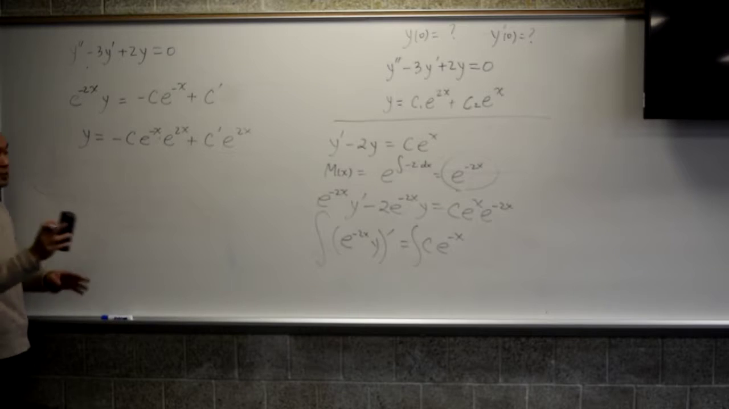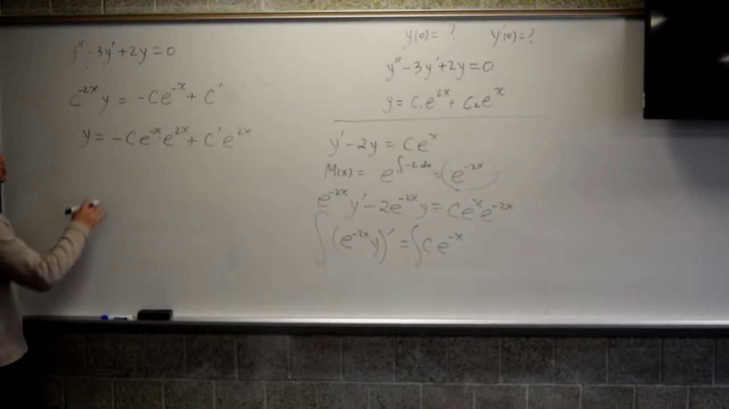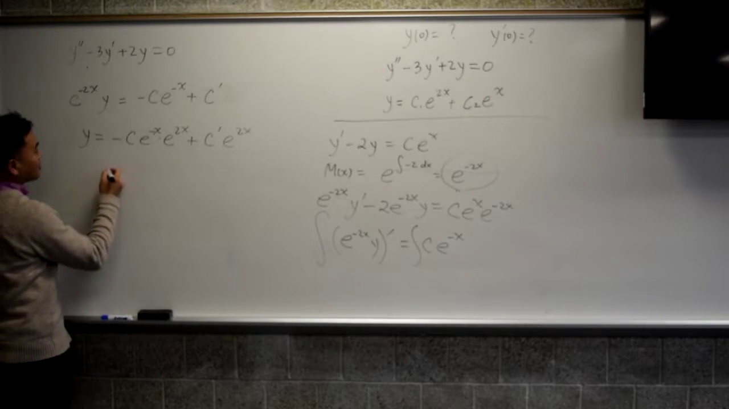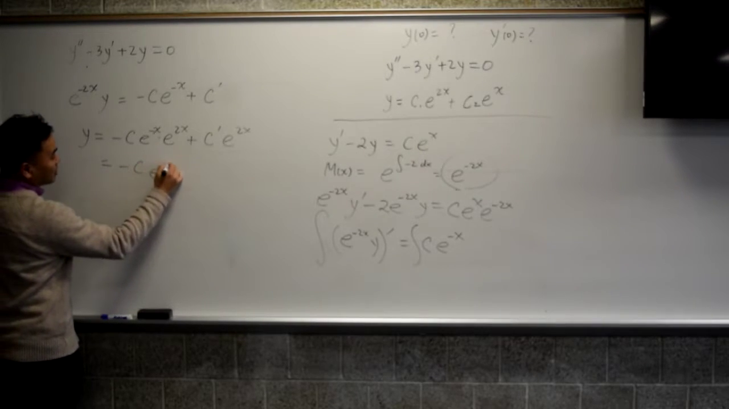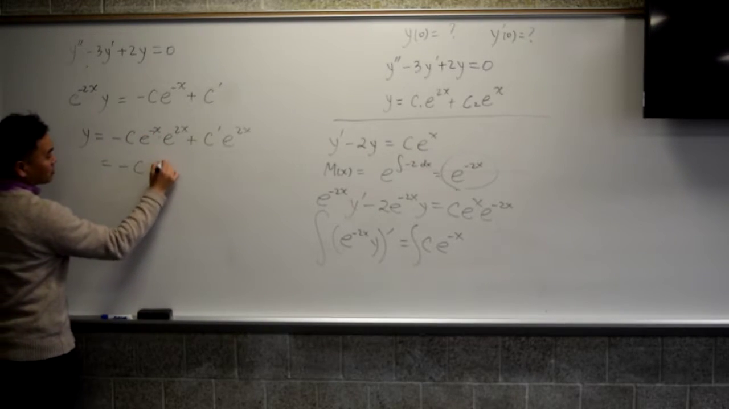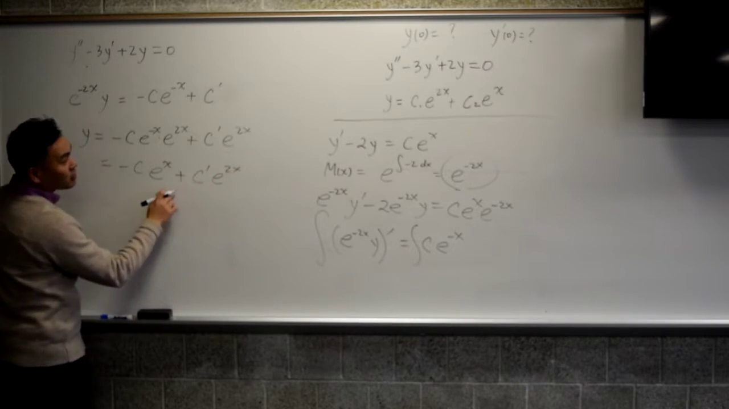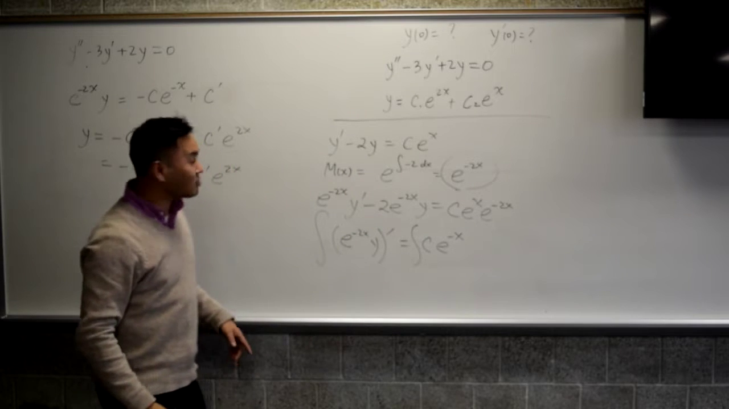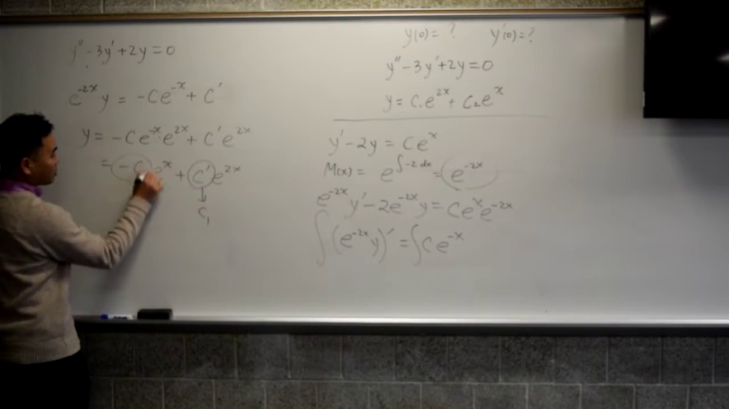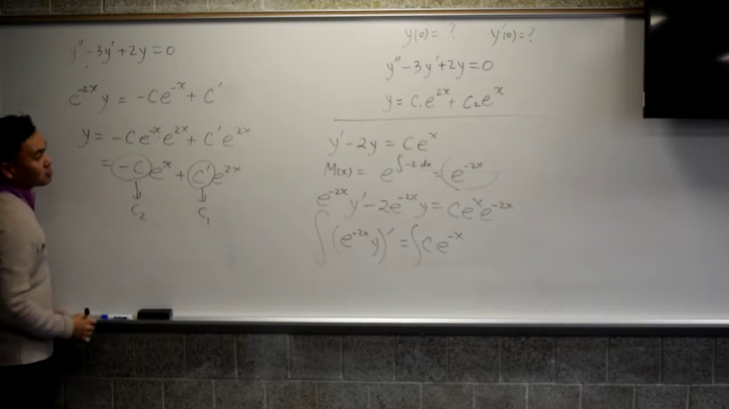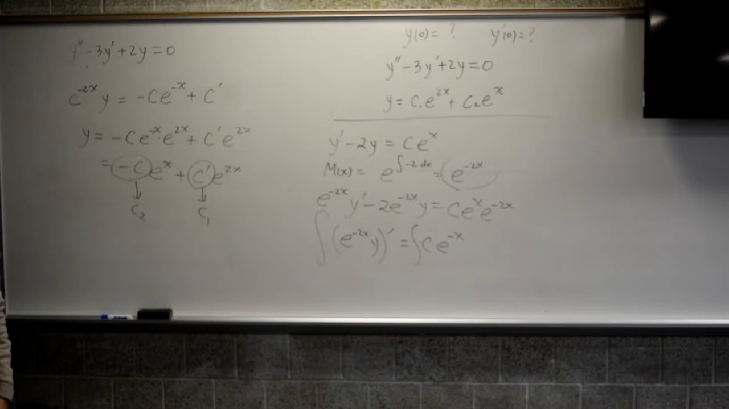Give me a nod or something, or I get really nervous and I explain the same thing over. Okay, then let's see. What is this? This is e to the positive x, because negative x plus 2x is positive x, plus c prime e to the 2x. And if you compare this to our original solution, it's the same thing. The only thing is that we call this c1, and we call this negative c as c2. That is the same exact solution. Do you agree?